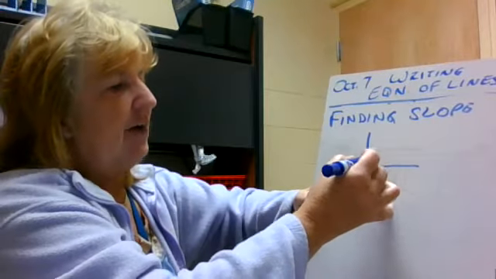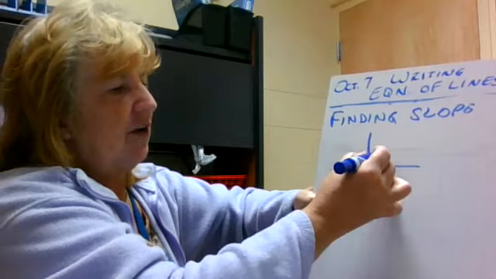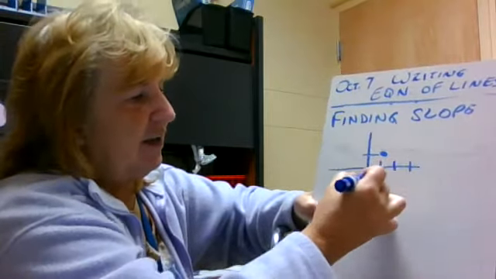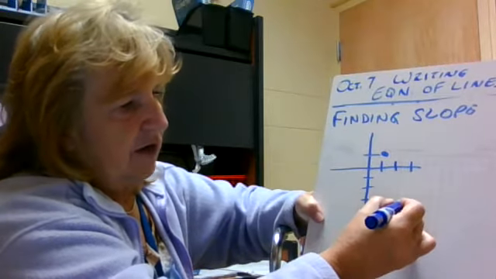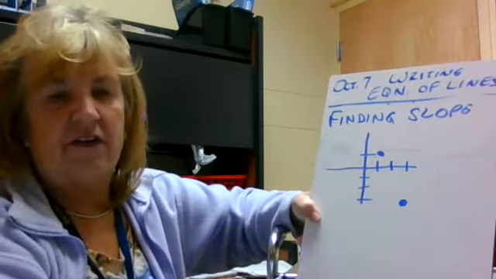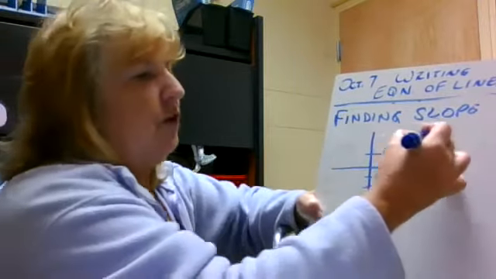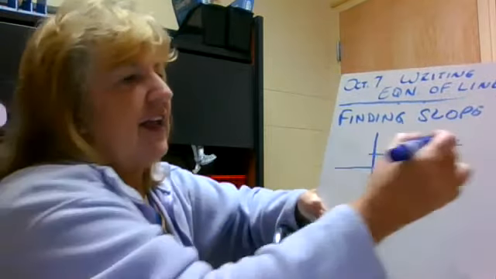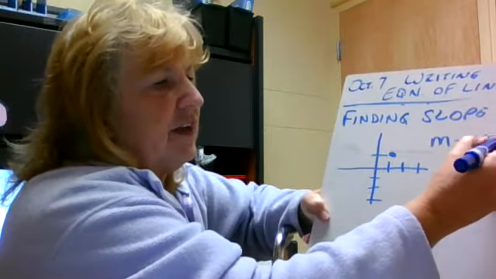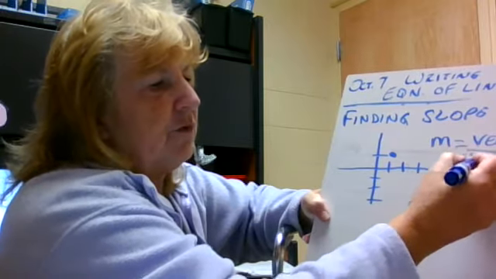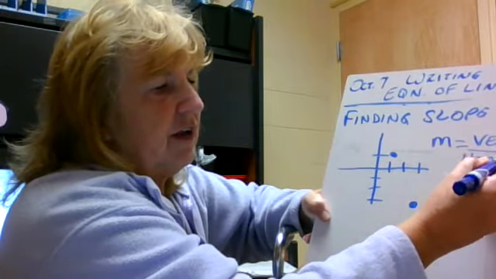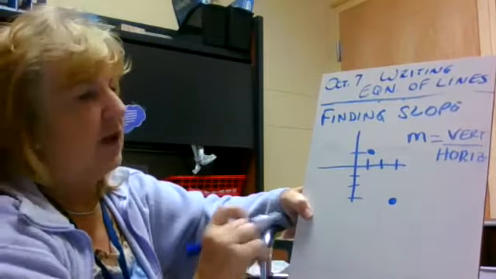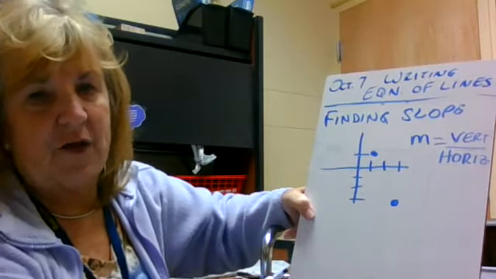So let's say I have 1 point here, and I have another dot over here. So remember, slope, and the symbol for slope is M. It's the vertical movement compared to the horizontal movement. Vertical's on top, horizontal's on the bottom. Well, we go from left to right because that's how we read.